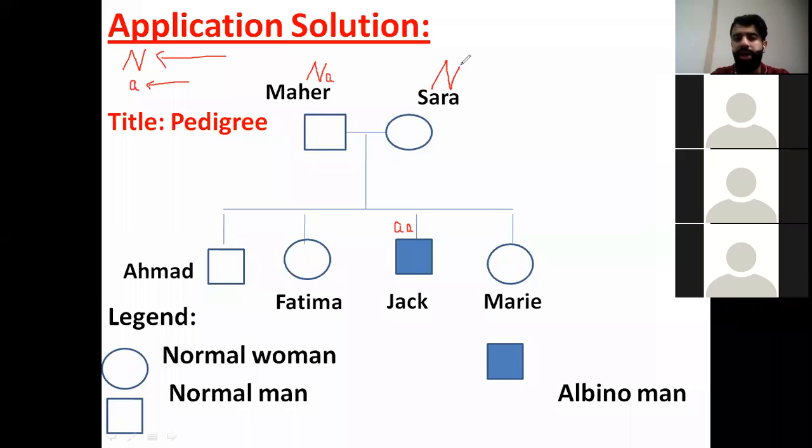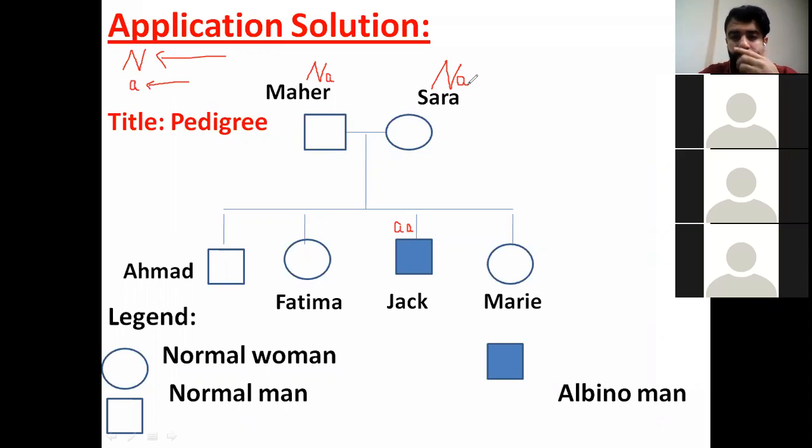Okay, can you explain this? Since they gave birth to Jack, an albino child, the A is masked. The albino allele is masked in the fetus, which is Jack. So both parents have the albino allele.